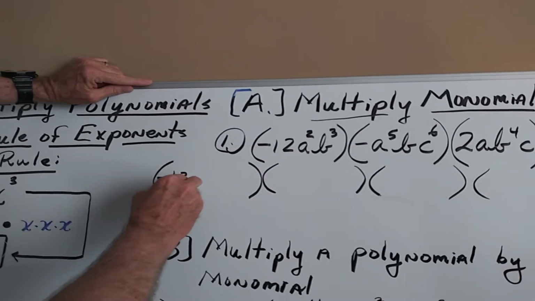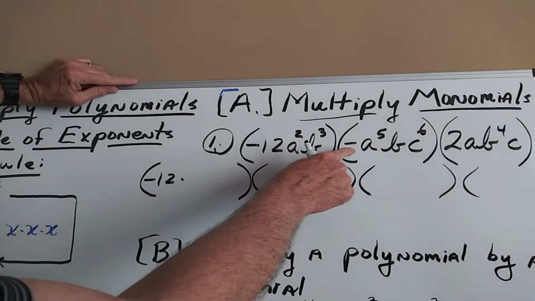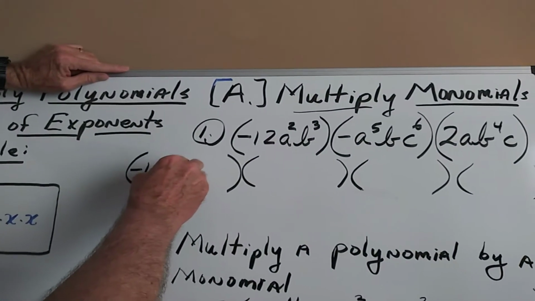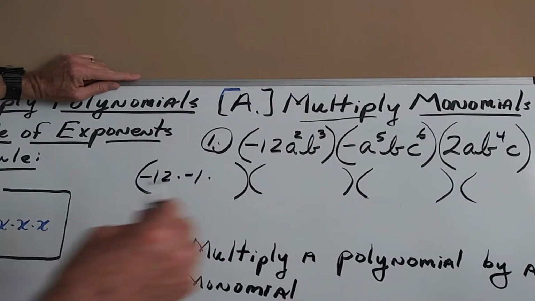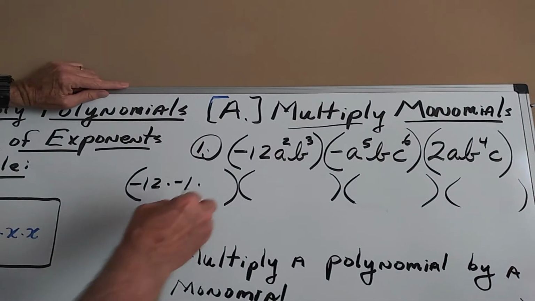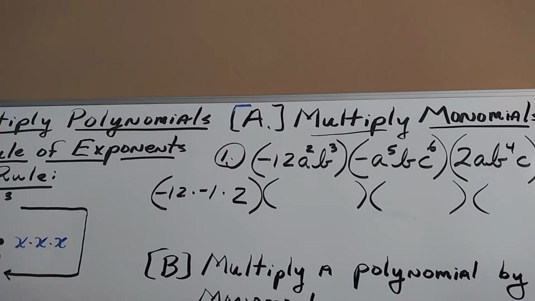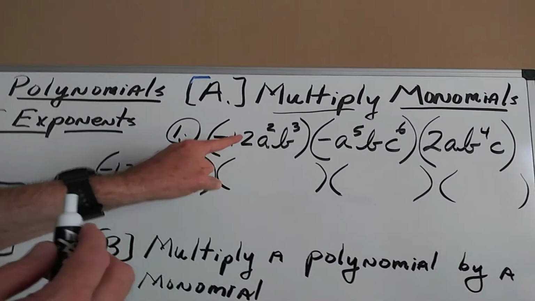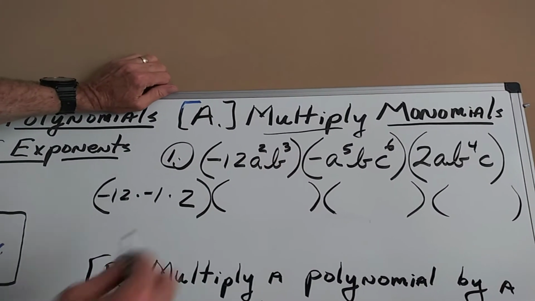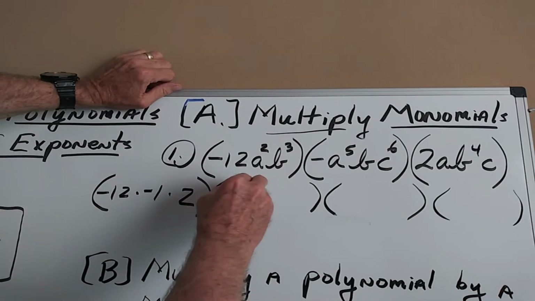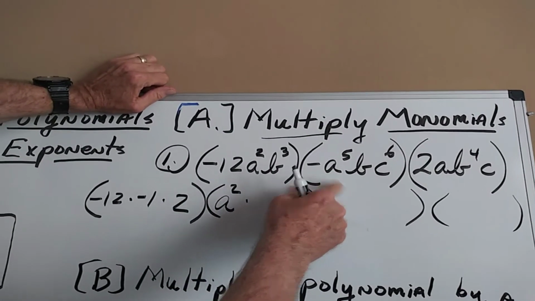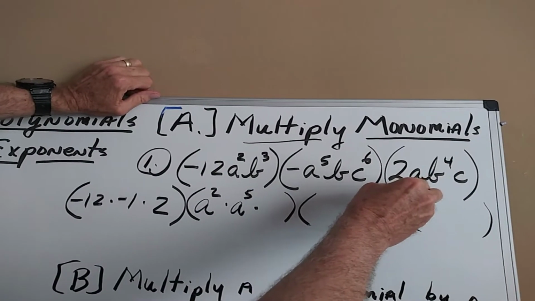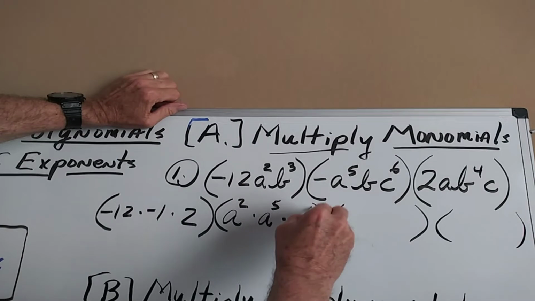House number one, -12 times the coefficient of this middle monomial factor, -1, stick that -1 right in there, and the coefficient of the last grouping, +2. I think it's going to generate a better answer in the long run. House number two is going to be devoted for the powers of A. A to the second times A to the fifth times A to the 1, and I'd show it.